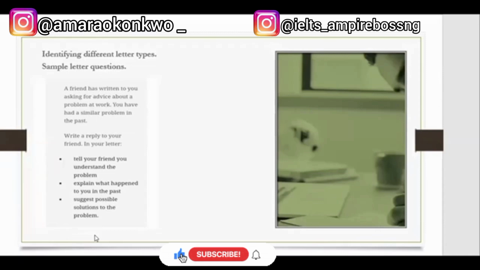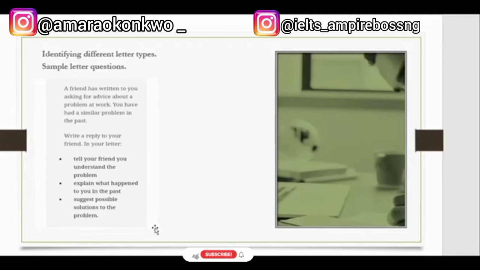And you should begin with Dear, and then they'll leave a blank: Dear, blank. They'll say you do not need to write any address in this test. You understand? You just begin with Dear. I will show you in the comment slide. So from what I've explained, what type of letter is this?